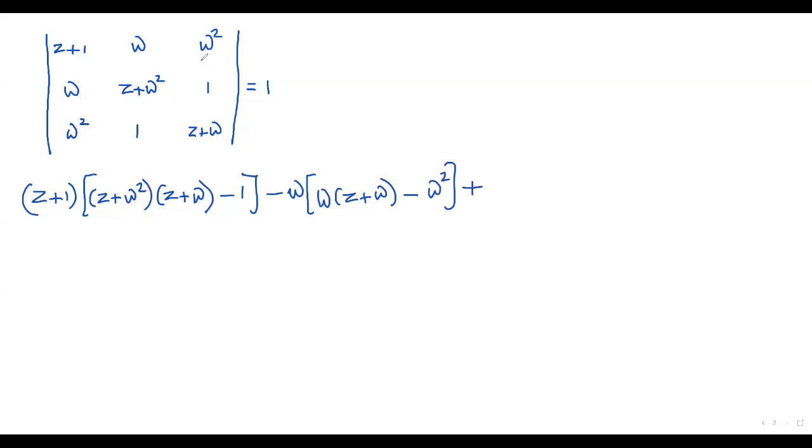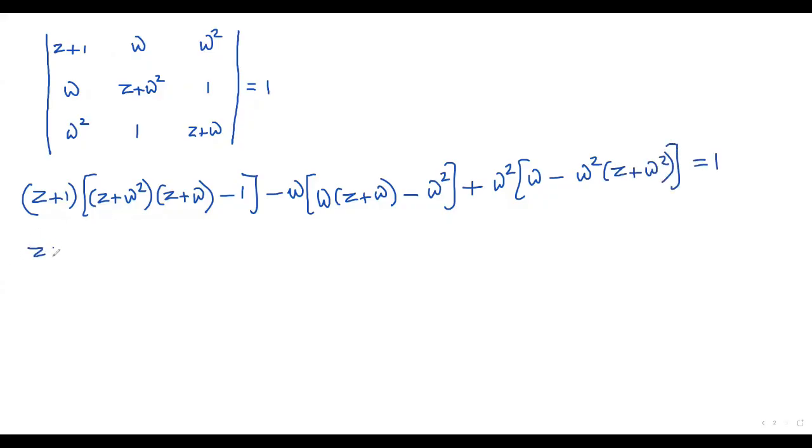Now I have to take a positive sign, the third element of the first row, that is omega square times, I have to eliminate the corresponding column and corresponding row. I have to multiply these two values, take a negative sign, and then multiply these two values. Let me do it. First let me multiply this omega and 1, then I'm getting omega, negative. Now I have to multiply these two values and I'm getting omega square times z plus omega square. On the right side we have 1.